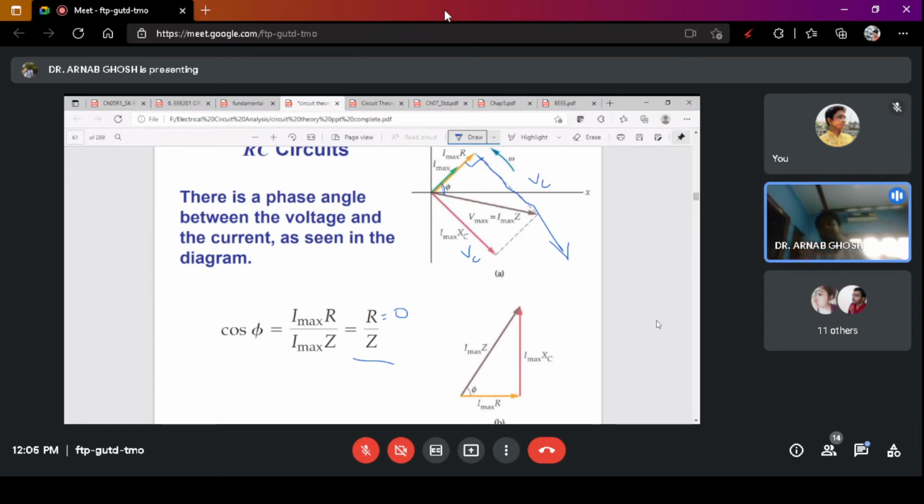But if you have intermediate power factors, then we can have RC circuits. If you have RC circuits, then we can have a power factor that is between 0 and 1. So the value of the power factor ranges between 0 and 1.